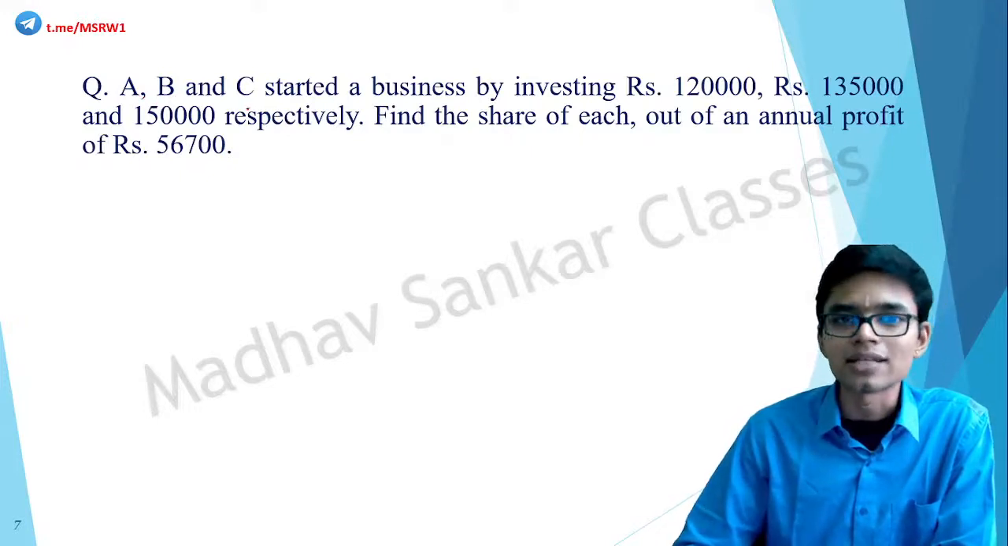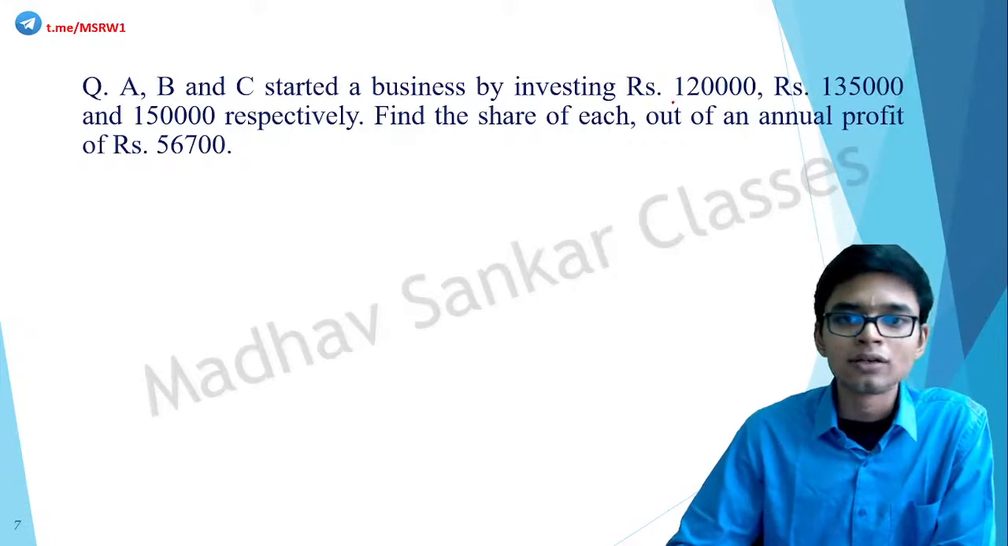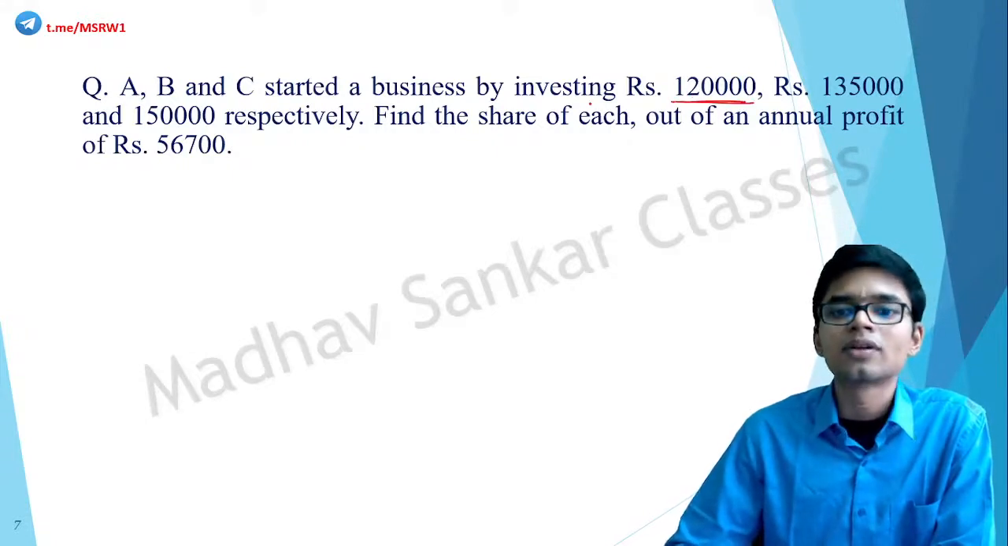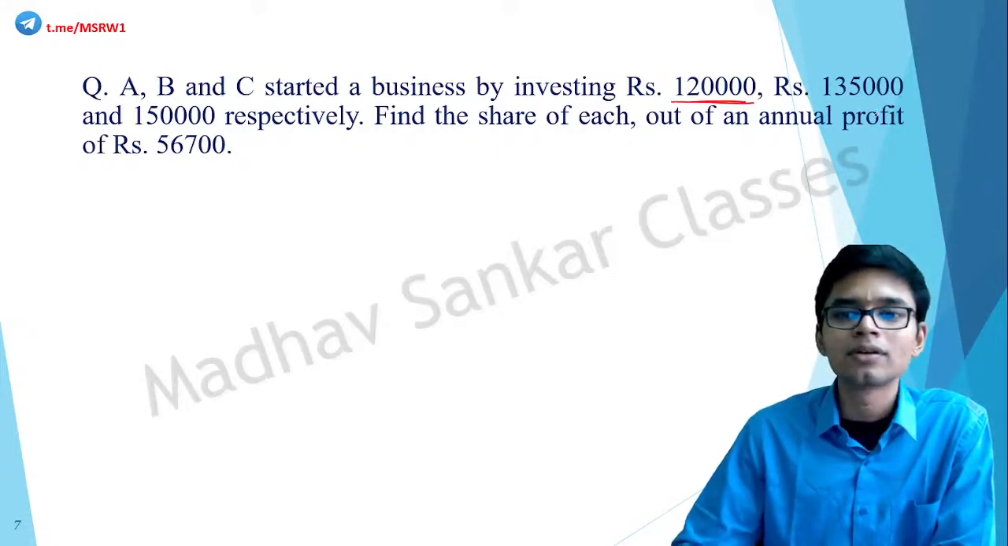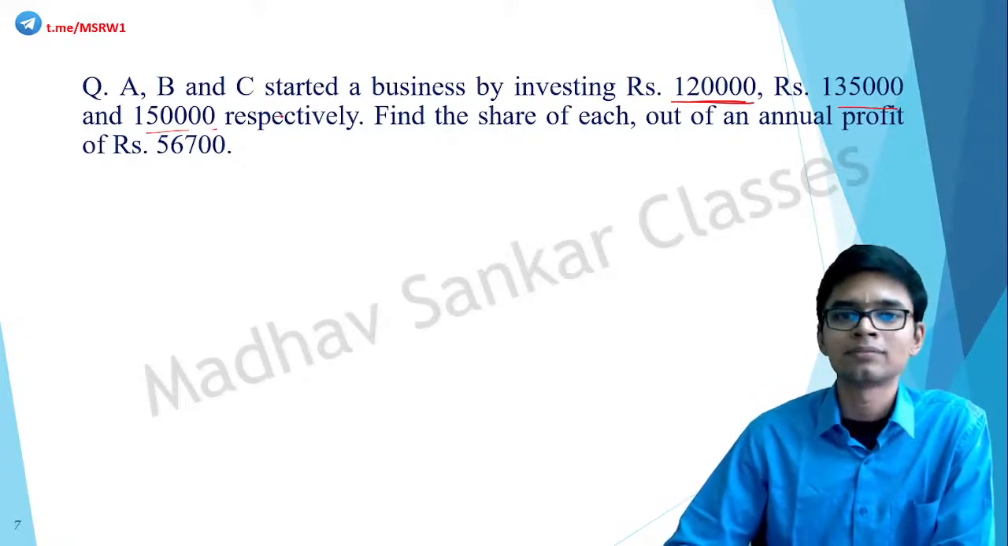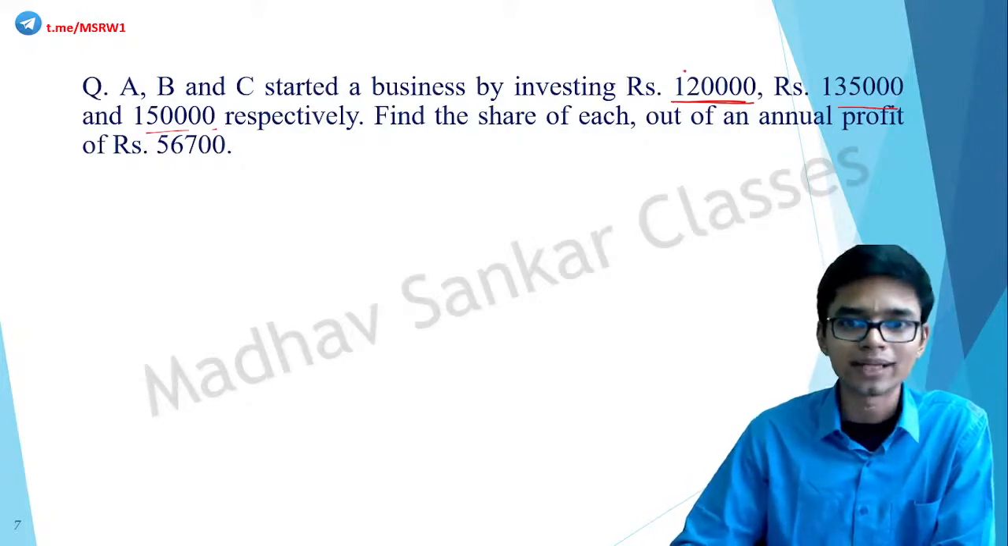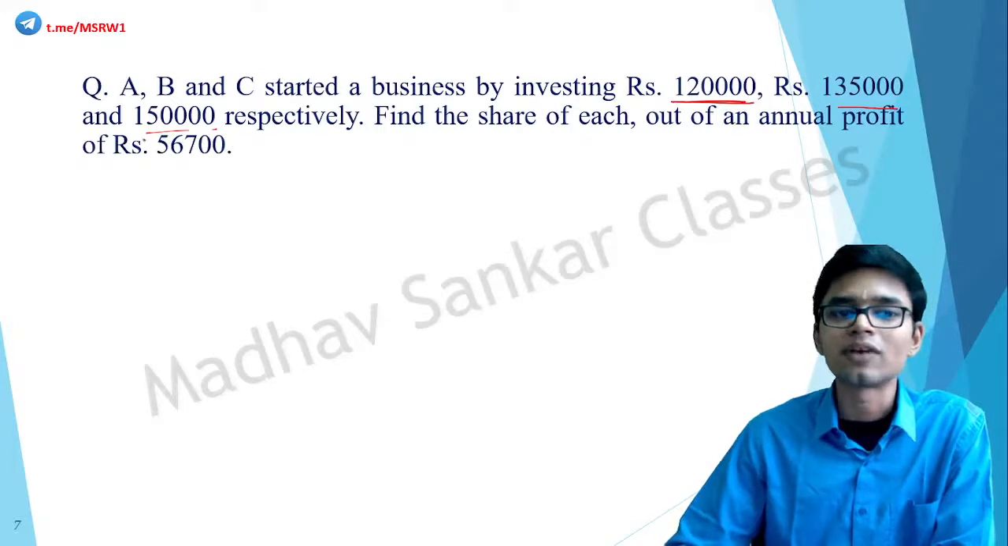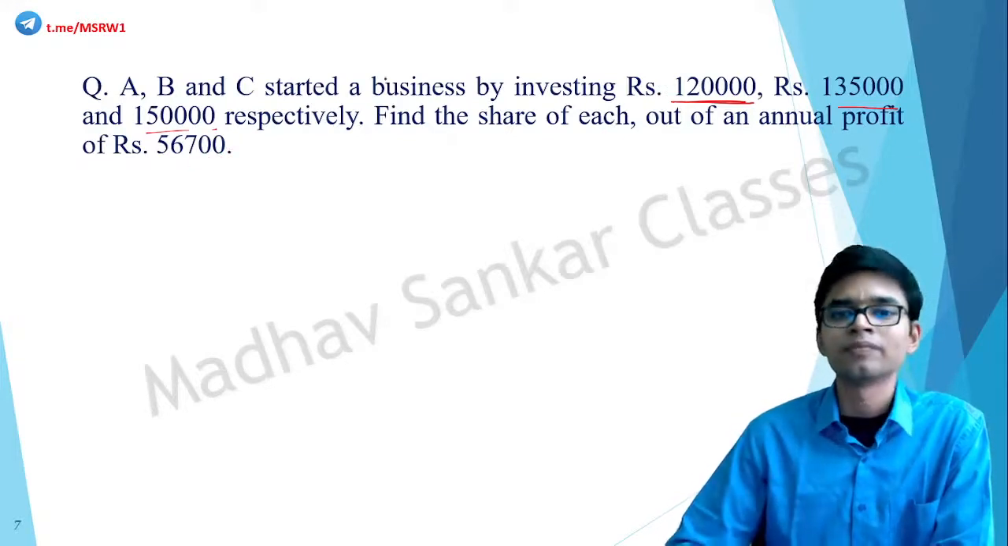A, B, and C started a business by investing rupees 1,20,000, 1,35,000, and rupees 1,50,000 respectively. So A invested 1,20,000, B invested 1,35,000, C invested 1,50,000. Find the share of each out of an annual profit of 56,700 rupees.